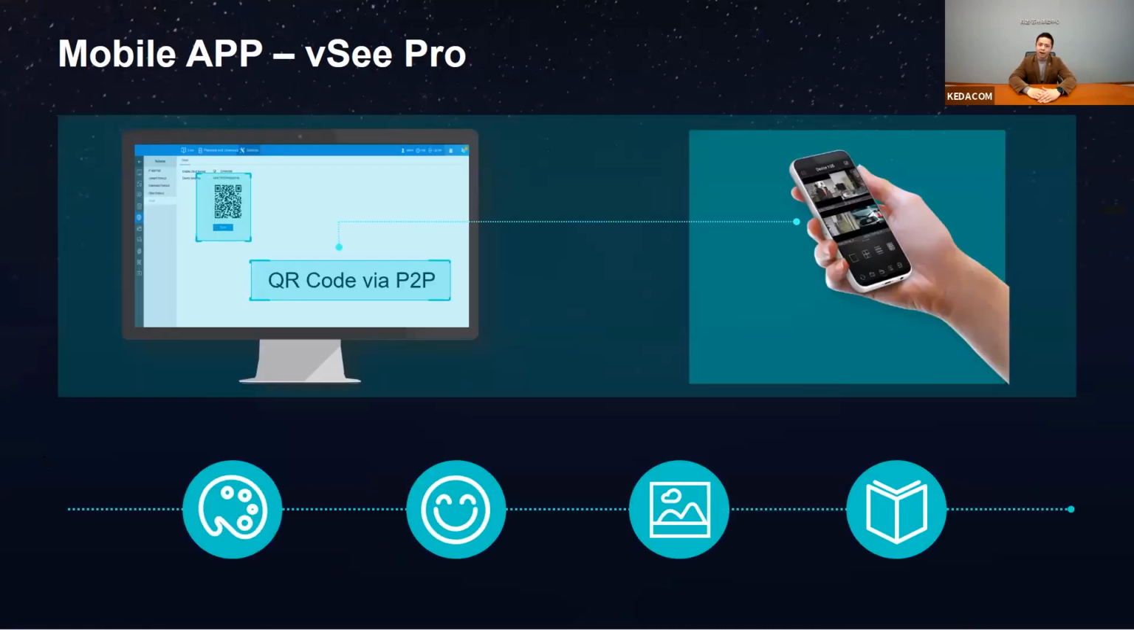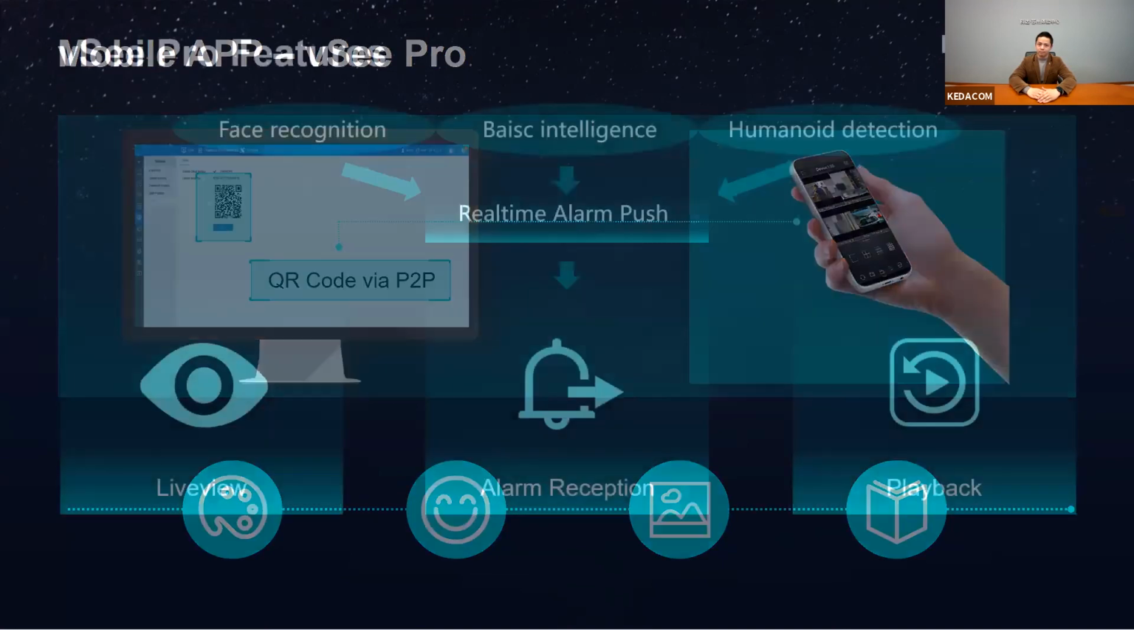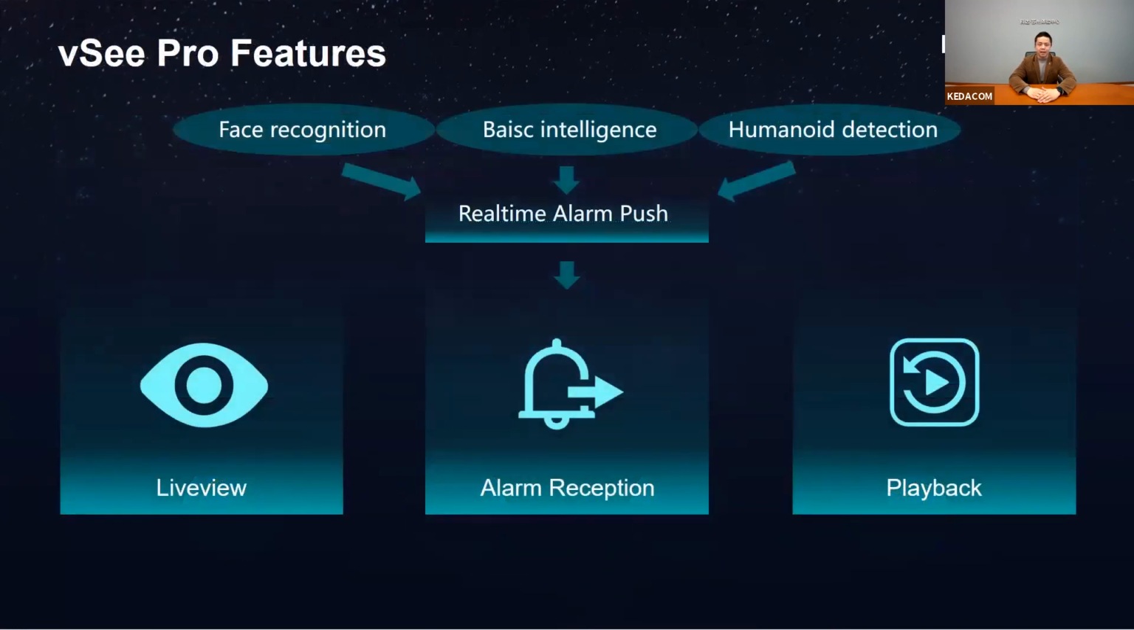Actually, we also have vStation's mobile application, VC Pro, which can provide more flexible management and control methods for the center staff. Users only need to scan the QR code with their mobile phone to the NVR's cloud service interface to easily control the current NVR. As for the features, it mainly provides three major functions: real-time browsing, video playback, and the most important one, alarm reception.